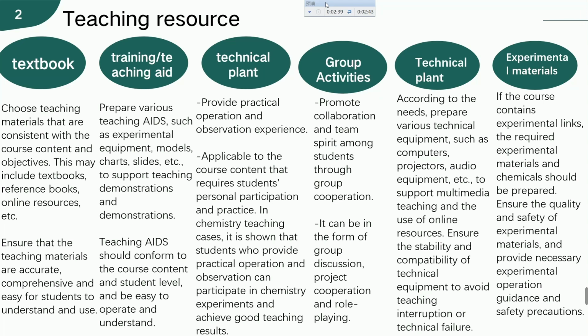Finally, next one is experimental materials. If the course content requires an experimental link, experimental materials and chemicals should be prepared, ensuring their quality and safety, and provide necessary experimental operation guidance and safety instruction.